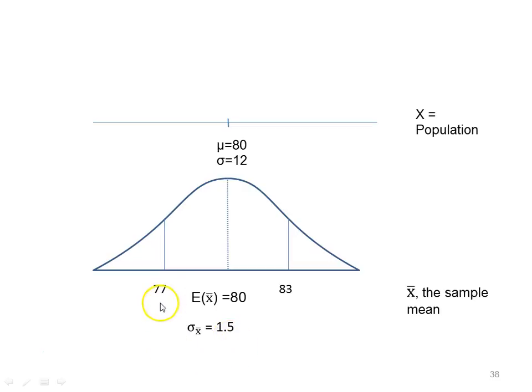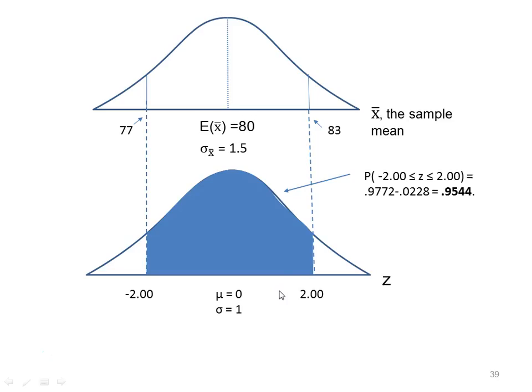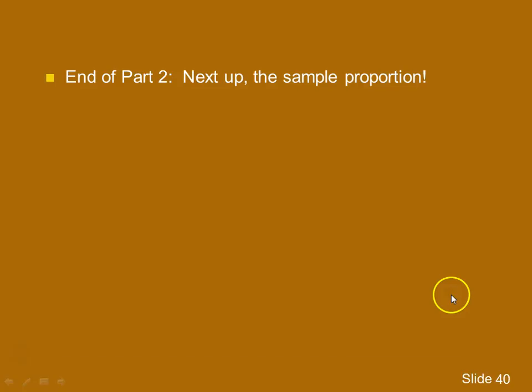And then in the second part of the problem, I wanted the probability from 77 to 83. So we're going to get that probability by converting to z-values. 77 converts to a z-value of -2. 83 converts to a z-value of +2. And the area under the curve between those 2 points is 0.9544. And that's the end of part 2. And next, we're going to do something very similar to what we just did, but with a new sampling distribution. We're going to take up the sampling distribution of the sample proportion.